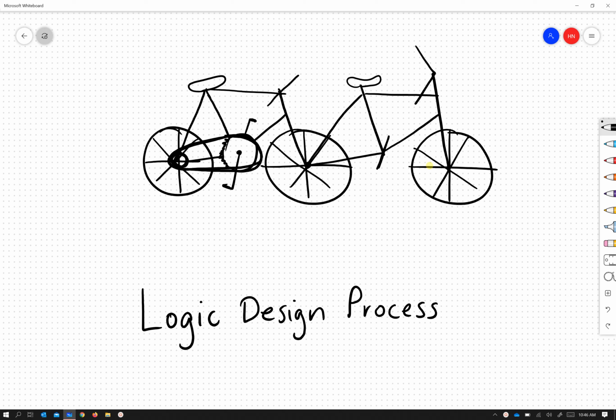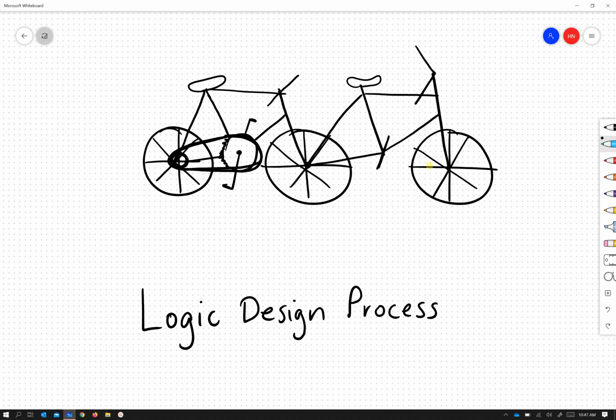As you can see on my screen, I have a weird cycle, like a tandem cycle that has two seats. I want to point out that the front part of the cycle has only a place for the user to rest their feet, but they're the ones in charge of steering the cycle. The back seat is the part that is actually propelling the cycle forward, but they cannot steer the cycle. Okay, so this is the story that I'm going to use to show you the logic design process by following one example.